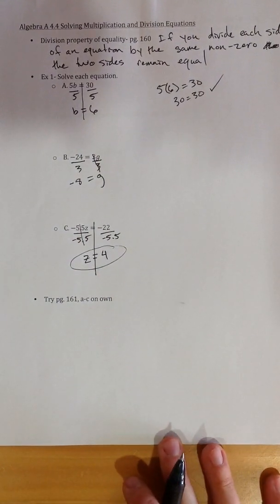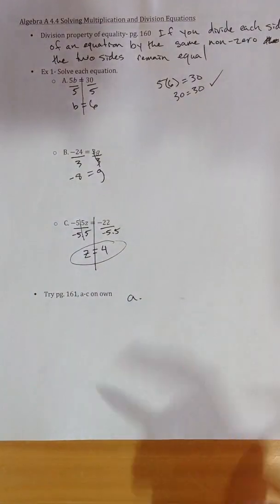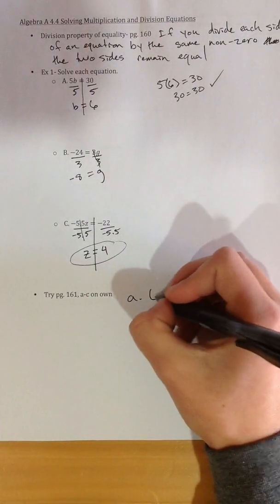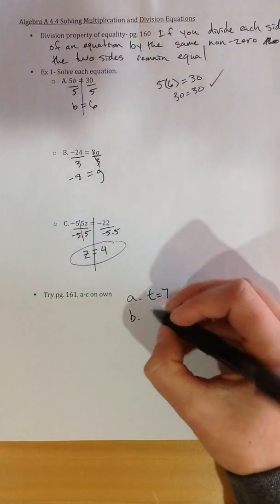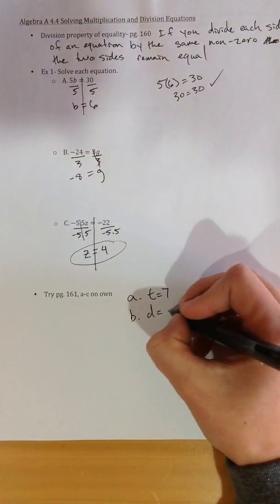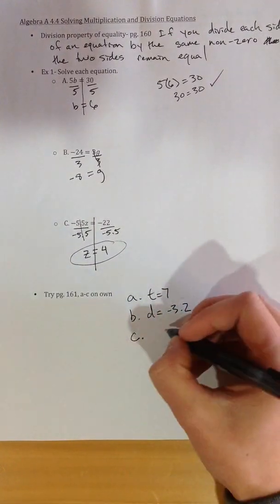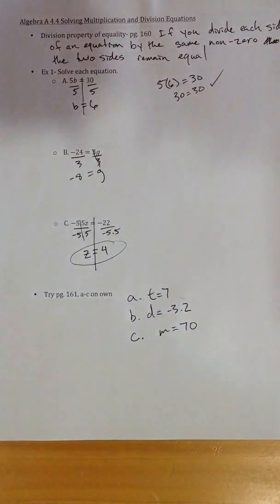Alright, so on page 161, look at A through C, and then I'll write those answers in. For A, you should get t is equal to 7. For B, you should get d is equal to negative 3.2. And C, you should get m is equal to 70. So hopefully you got those.